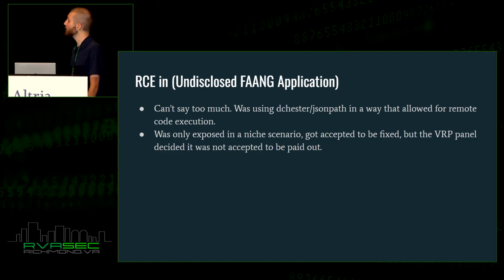So I got RCE in an undisclosed Fang application. It was using dchester JSON path in a way that allowed for remote code execution. It was exposed only in a niche scenario. So the application itself ran at CI time in theory, and the source that led to the JSON path sync was kind of weird, such that it was unlikely that someone would run it in such a way that it would possibly pull untrusted data.